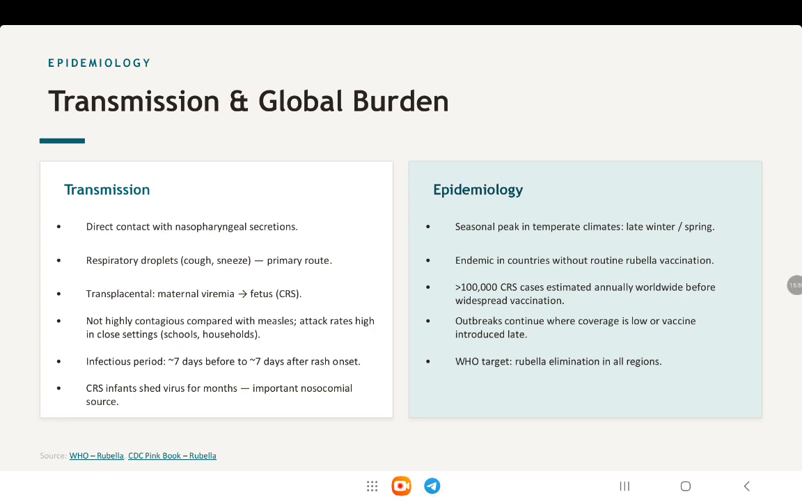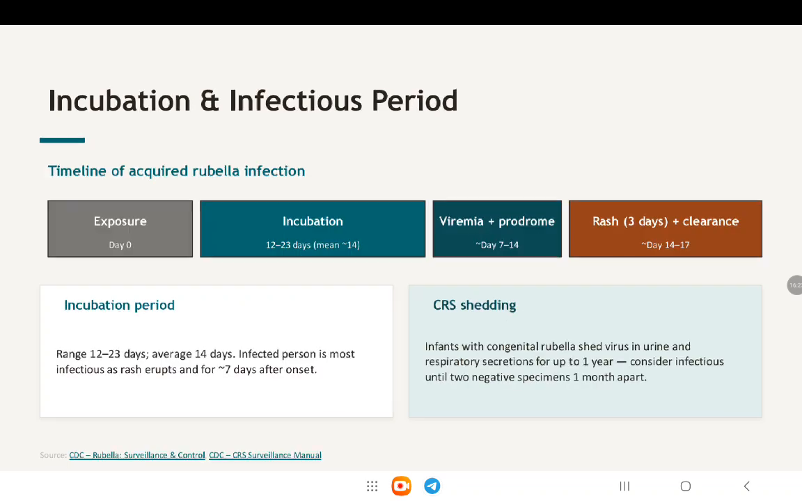Before the vaccination program was introduced, rubella caused more than 100,000 babies worldwide each year to be born with congenital rubella syndrome. Today, vaccination has greatly reduced this disease, but outbreaks still occur in countries where vaccination coverage is low. WHO targets rubella elimination in all regions in the coming years.